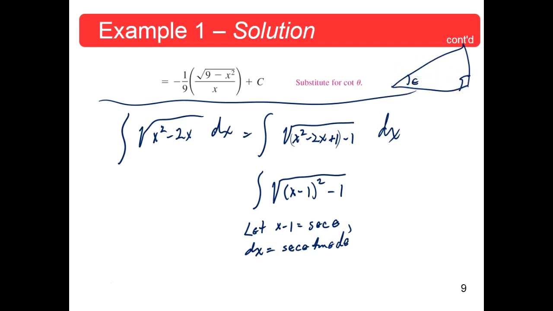Here's your theta. So what this is, hypotenuse over adjacent. So that's 1. Adjacent's this, and this is x minus 1. Okay? And then this is the square root of, yeah. So basically, this winds up over here, the square root of x squared minus 2x. Just like what we started with. Okay? And that's always good.